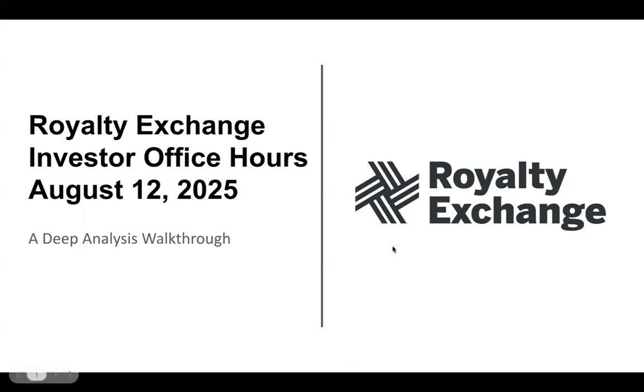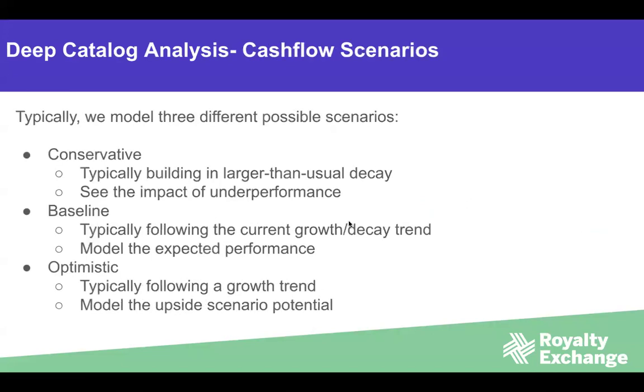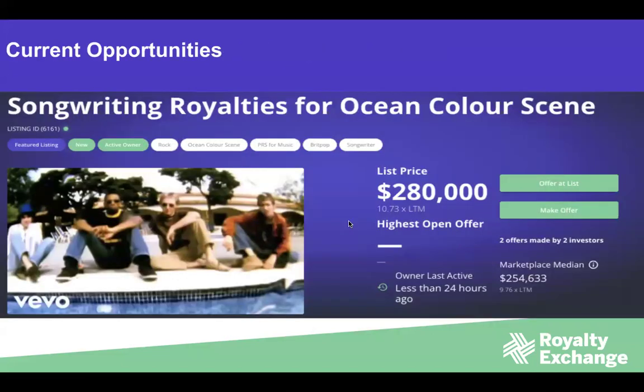So for this walkthrough, we are looking at songwriter royalties for Ocean Color Scene, which is a relatively new catalog. They are a British pop band from the 90s. So it's a pretty old catalog. It's about 27 years old. It's live on the site right now, and the actual formal walkthrough is published on that listing if you want to go take a look at it. It's pretty long and extensive, but super informative.